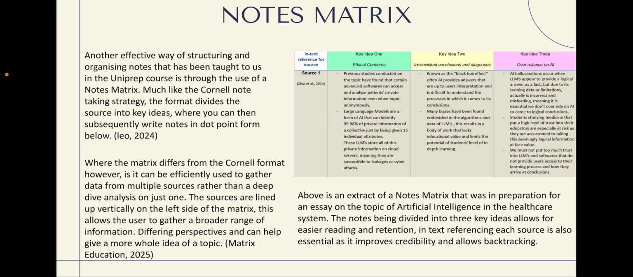So as you can see, we have source 1 on the left, and then we've split it up into 3 key ideas and gathered the information from that source. These sources, however, are all on the left, and these 3 key ideas remain the same for all sources, allowing us to gather easy information that can be used for the essay.